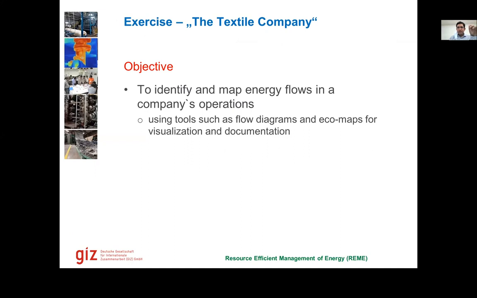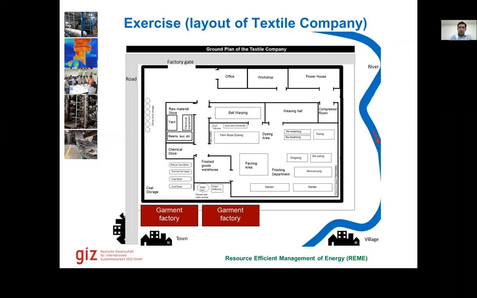We're going to do an exercise. The objective of the group exercise is to identify and map energy flows in a company's operations. What are we going to use? We are going to use flow diagrams, and we're going to use eco maps to answer the questions. This is the layout of the textile company, the same textile company for which we had the group activity last time.